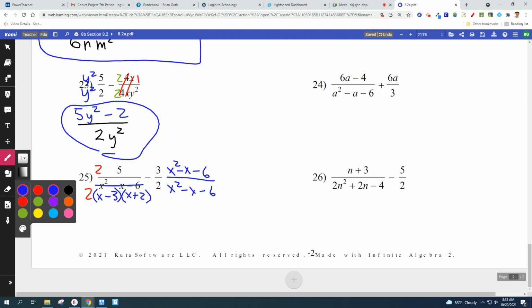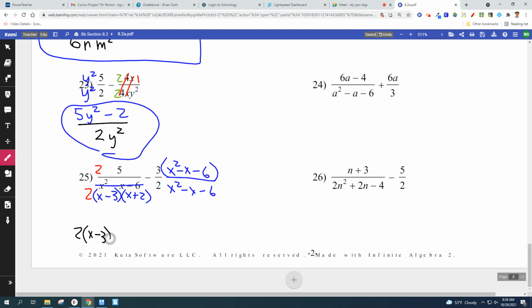But it's useful to me to leave it as the multiplied version here because I'm going to have to end up distributing this anyway. Maybe. I don't know yet. Okay. So the bottom, 2 times x minus 3 times x plus 2. That's the bottom, right? You can call that x squared minus x minus 6. You can distribute the 2 in there and get whatever that is, but I'm going to leave it factored just in case I have something that cancels out or if I need to cancel.